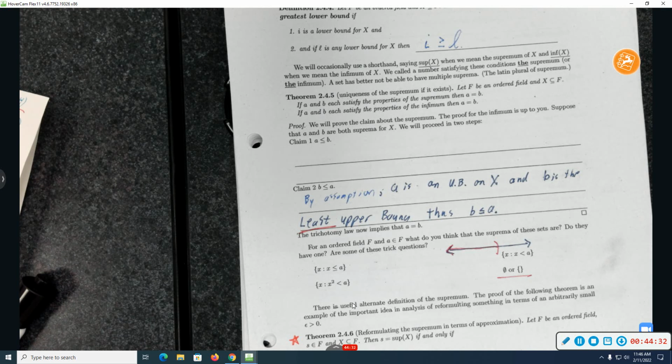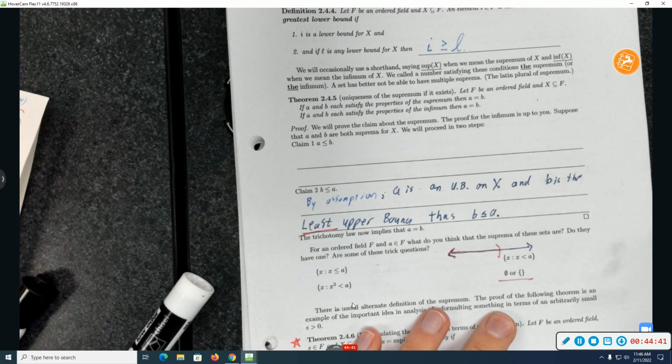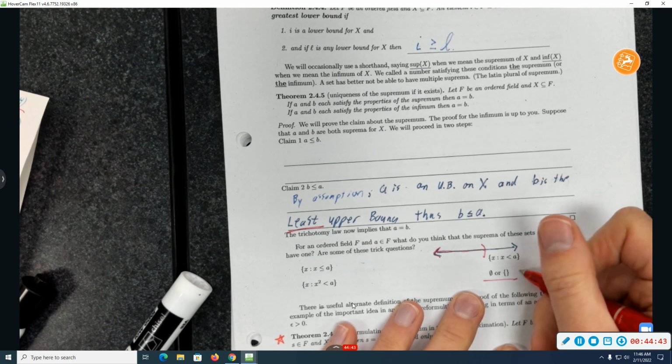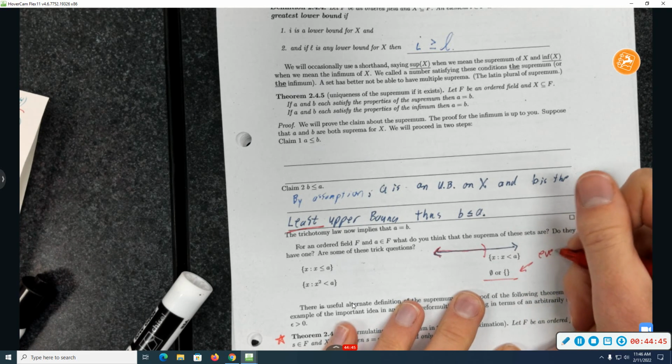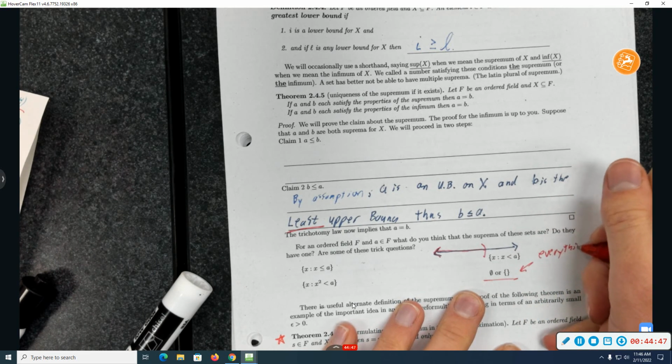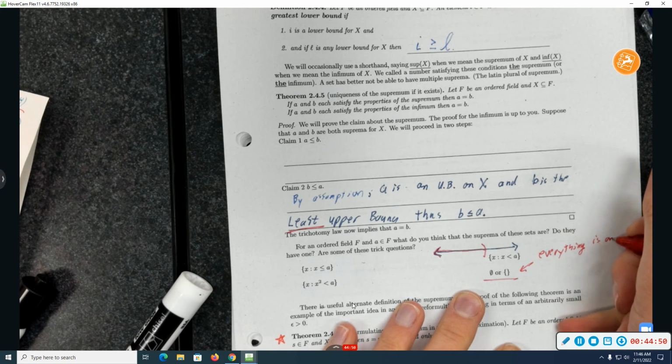So this is true. So everything is an upper bound on the empty set. So let's just write down this sentence. Everything is an upper bound.